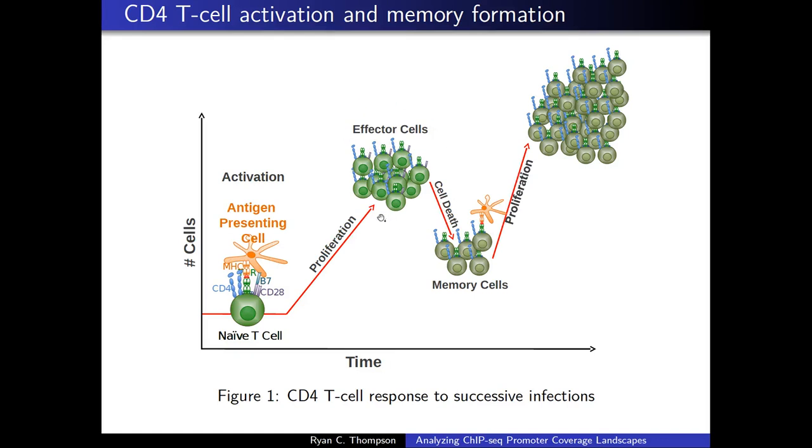And once the infection has been fought off, most of those cells die, and a select few remain as memory cells. Then the next time that same antigen is encountered, so the next time the same pathogen infects the organism, the memory cells can proliferate much more and much more quickly to give a rapid response to that previously seen antigen.